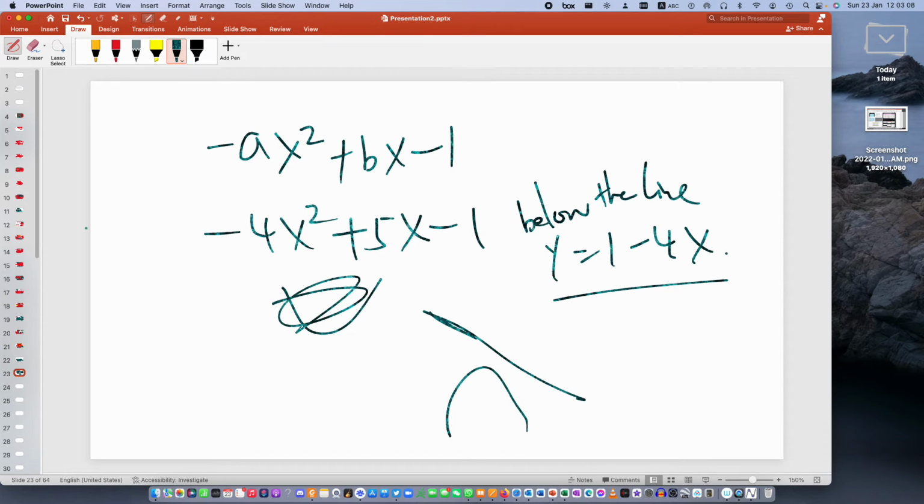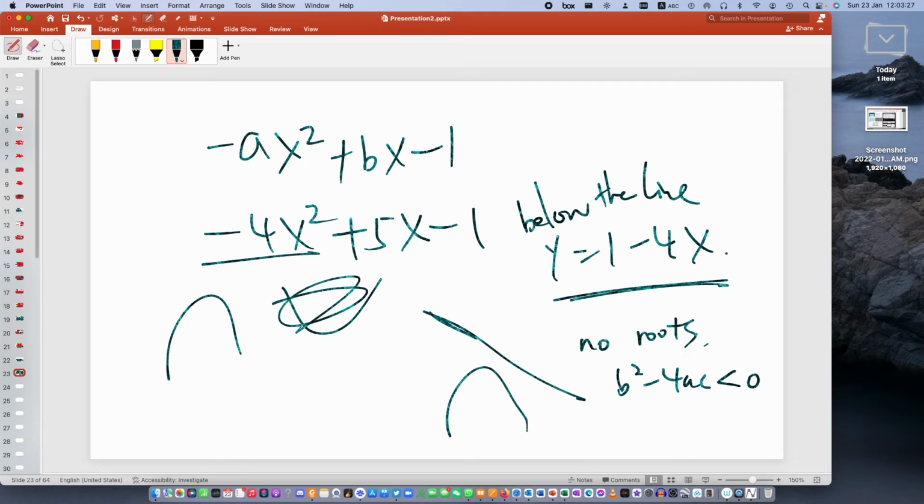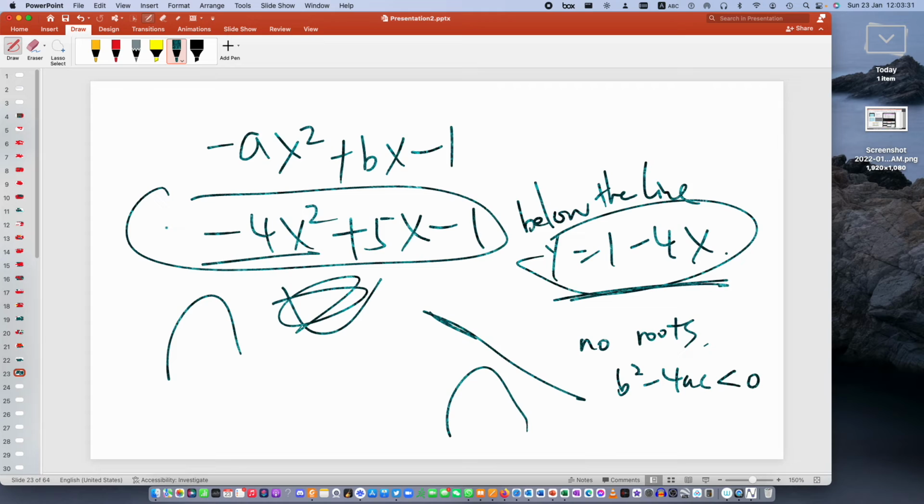First thing first, this is a not happy face. This line comes down. So meaning what? When these two are below, it means what? No roots. So no roots means b squared minus 4ac is smaller than 0. So how do you get your a, b, c? Combine these two together.